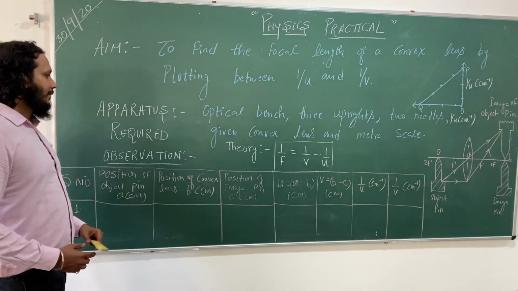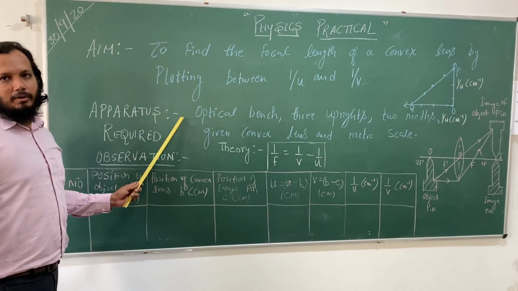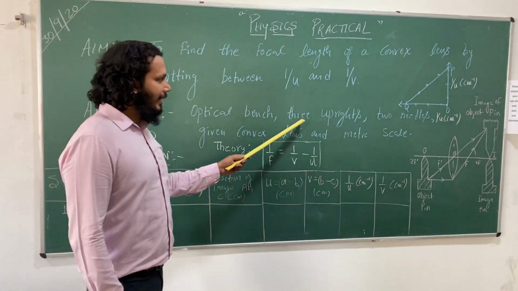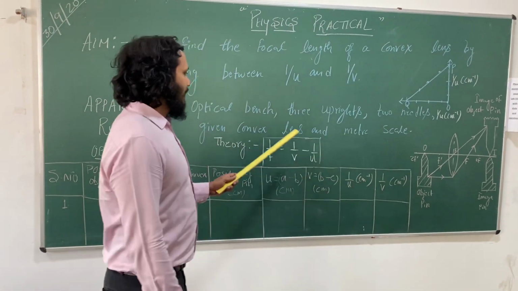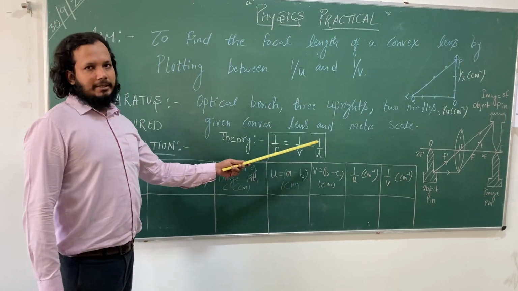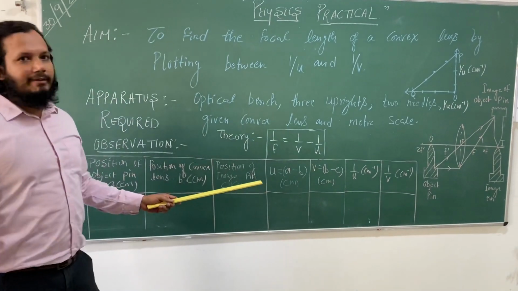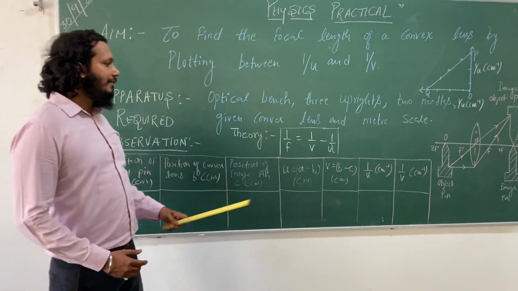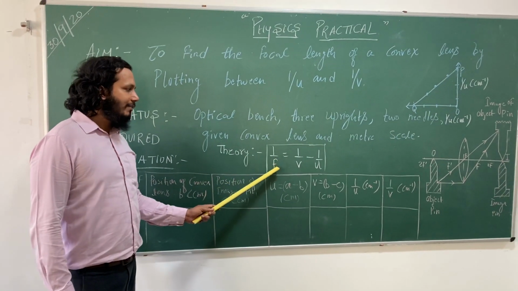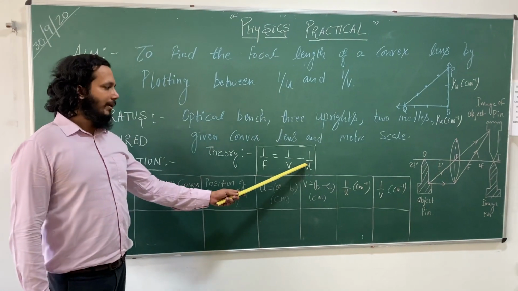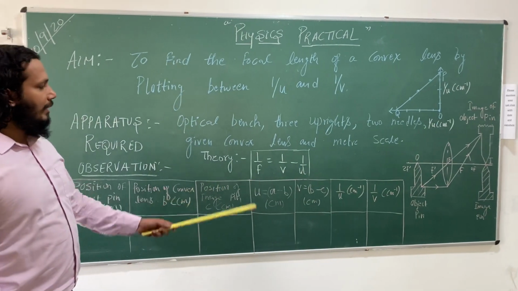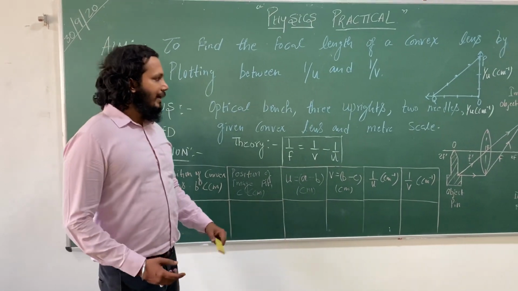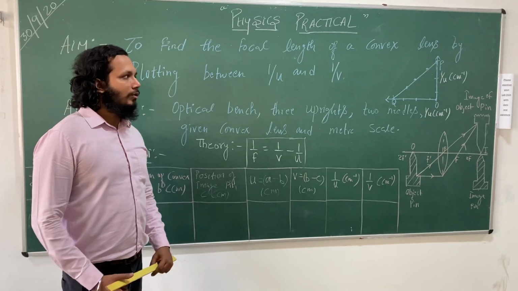Now we proceed with the apparatus required for performing this experiment. We need an optical bench, 3 uprights, 2 needles, the given convex lens as well as a meter scale. The basic formula we use in this experiment is the lens maker formula, which is 1 by f is equal to 1 by v minus 1 by u. After the calculation part, we will see the outcomes we get on the basis of this experiment.